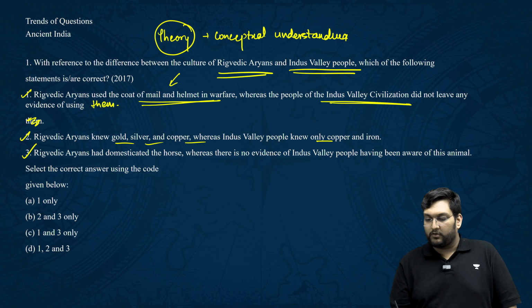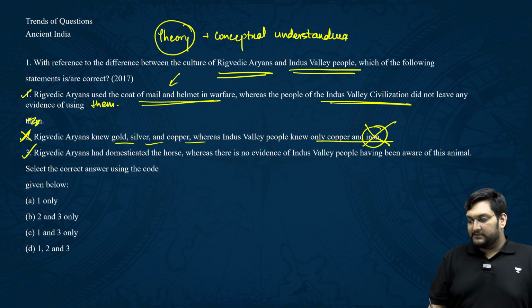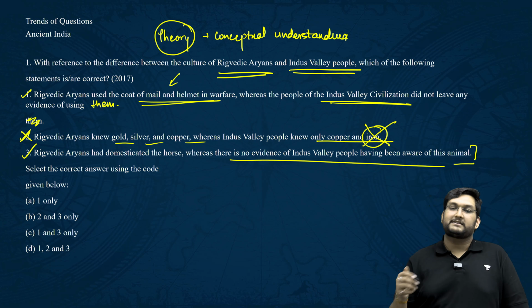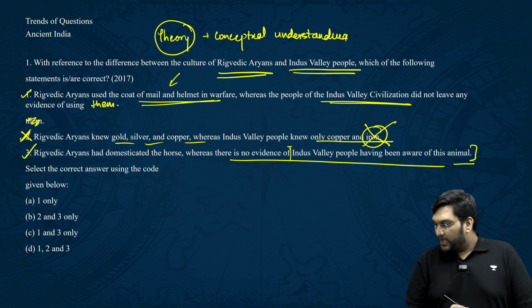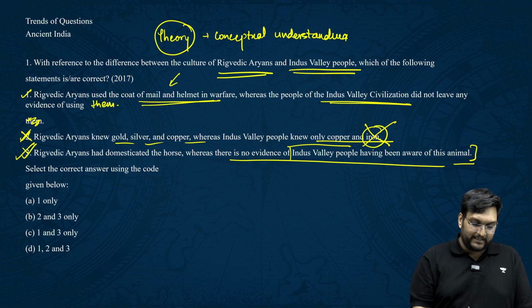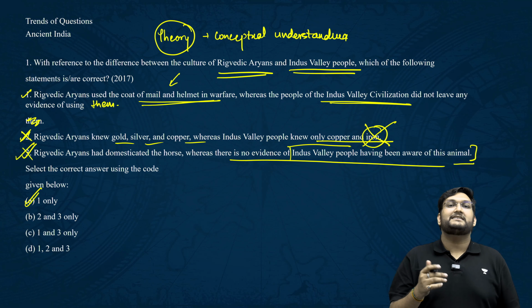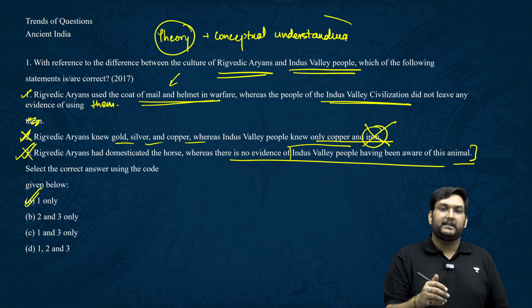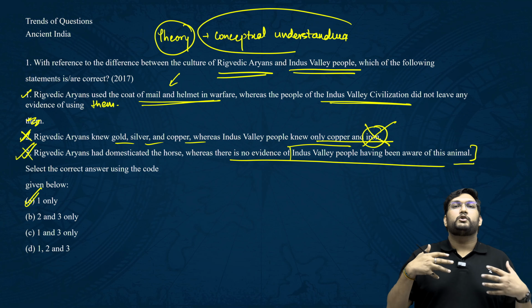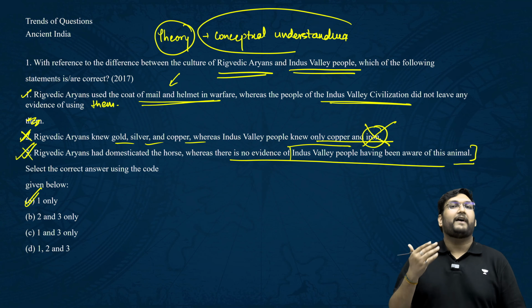Indus Valley only copper and iron. No, iron is wrong. This is a wrong statement. And this is also a controversial statement, but it is now properly established that the Indus Valley people, through Surkotada, knew about the horse also. So this becomes incorrect and the answer becomes 1 only. The idea is very, very simple, that this needs a theoretical conceptual understanding, and therefore you have to develop an understanding of ancient. You just can't learn the facts.